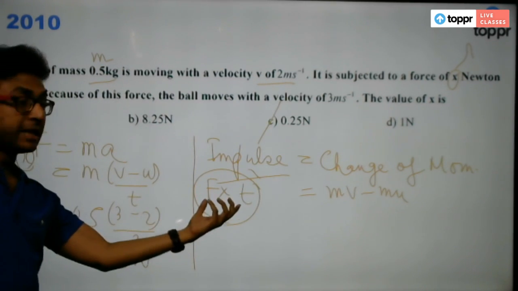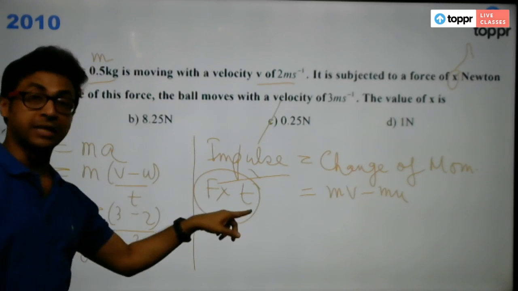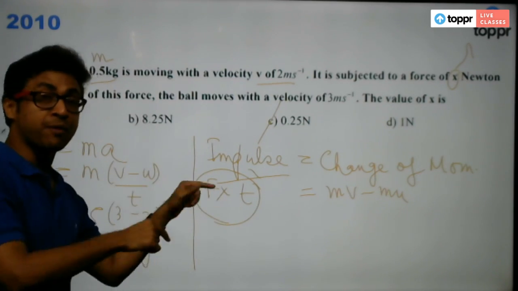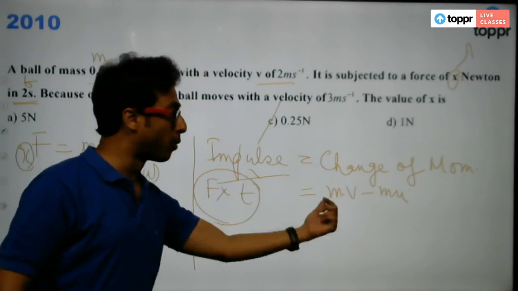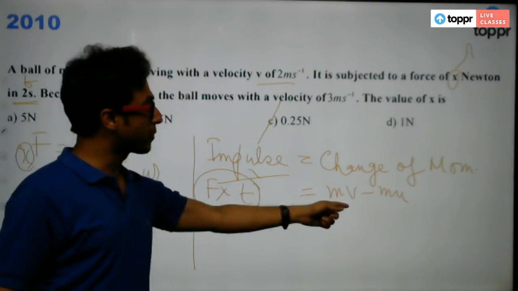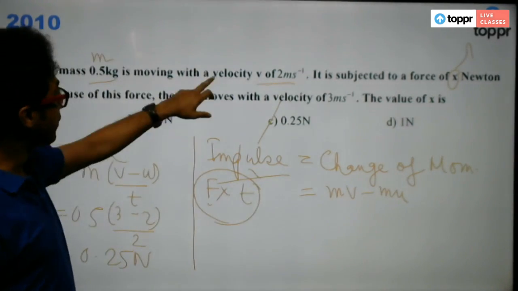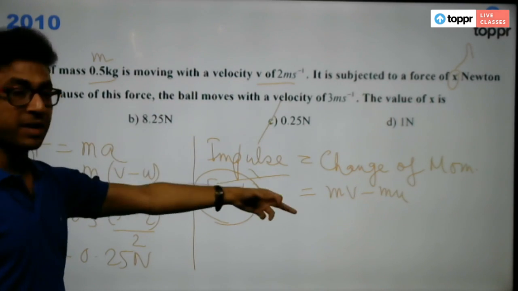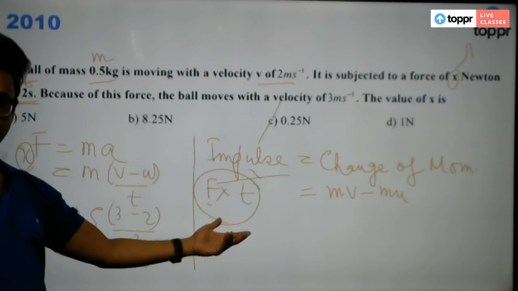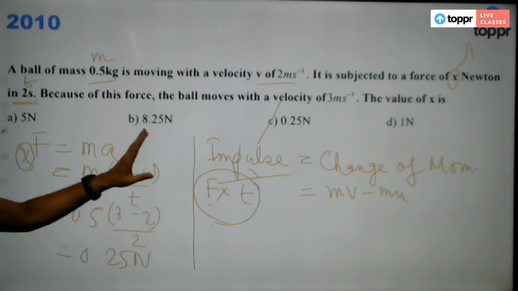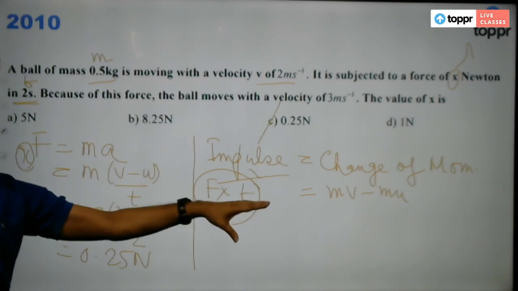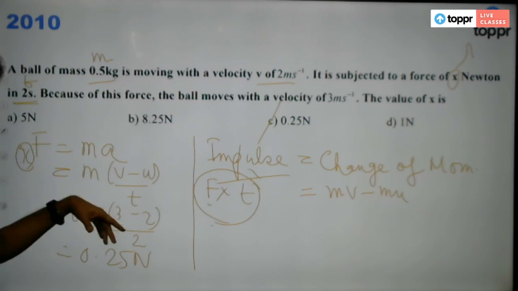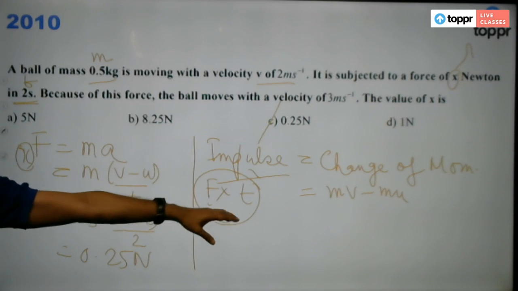F into T is the impulse. Because of force and the time of action of force on the body, the velocity is changing and the momentum is changing. So F into T equals mv minus mu. If you find mv minus mu and then divide by T, you will again get the value of force. They are basically the same, but try to understand how the physical parameters change if we interchange a few of the variables of the formula. Understand? Okay. Moving on to the fourth problem.